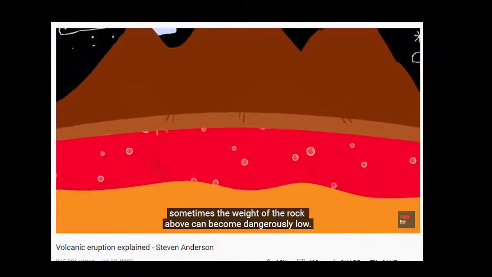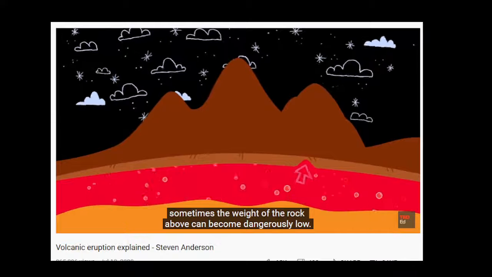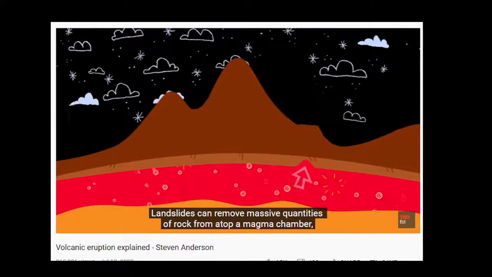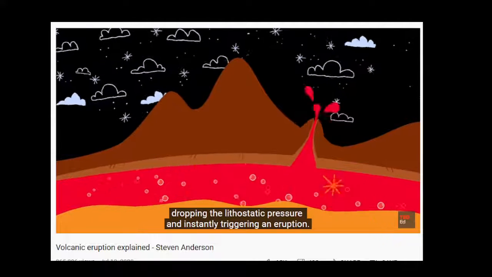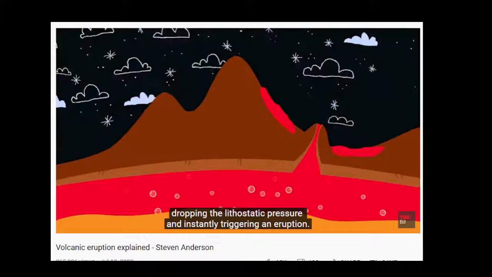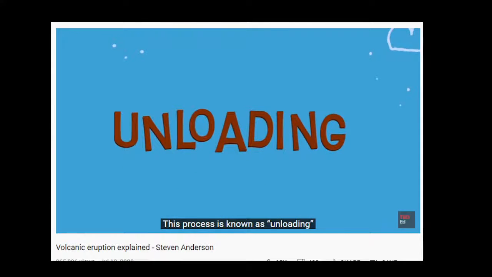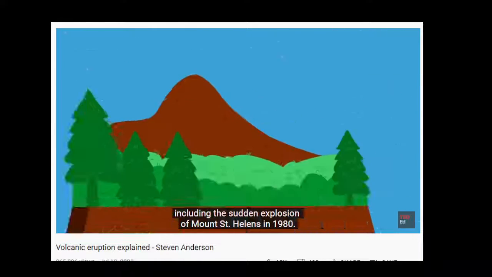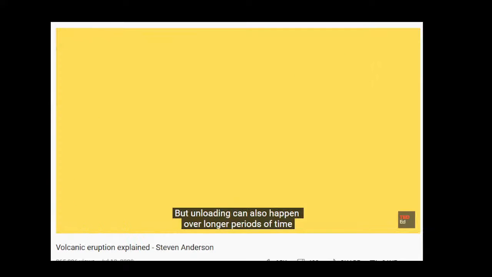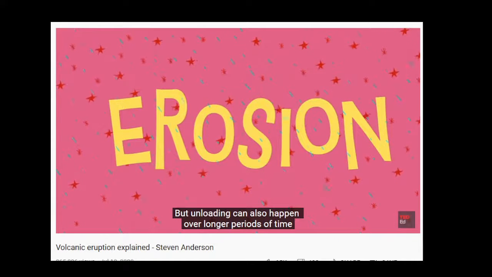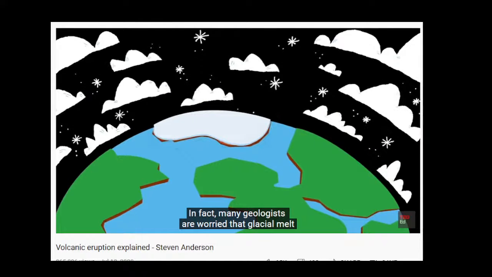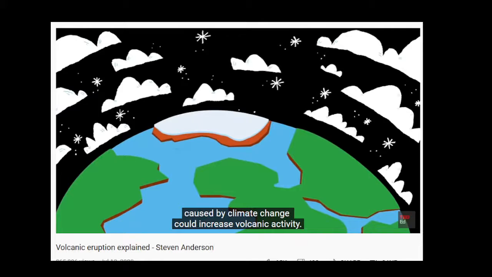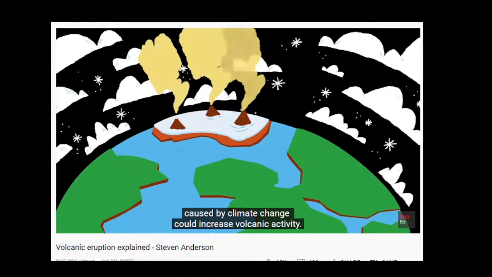Sometimes the weight of the rock above can become dangerously low. Landslides can remove massive quantities of rock from atop a magma chamber, dropping the lithostatic pressure and instantly triggering an eruption. This process is known as unloading, and it's been responsible for numerous eruptions, including the sudden explosion of Mount St. Helens in 1980. But unloading can also happen over longer periods of time due to erosion or melting glaciers. In fact, many geologists are worried that glacial melt caused by climate change could increase volcanic activity.